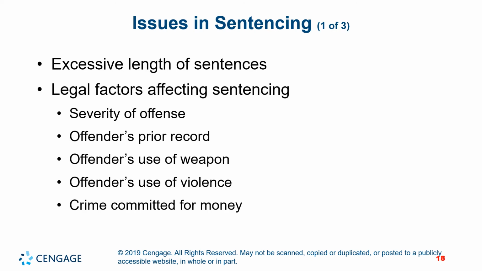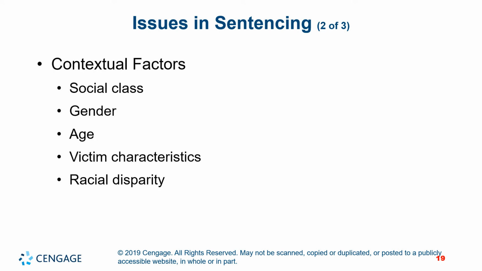In regards to issues in sentencing, there can be excessive length of sentences which the court will sometimes take into consideration. And there are legal factors that affect sentencing: the severity of the offense, the offender's prior record, the offender's use of a weapon, the offender's use of violence, and or a crime committed for money. There are also contextual factors, including social class, gender, age, victim characteristics, and racial disparity.